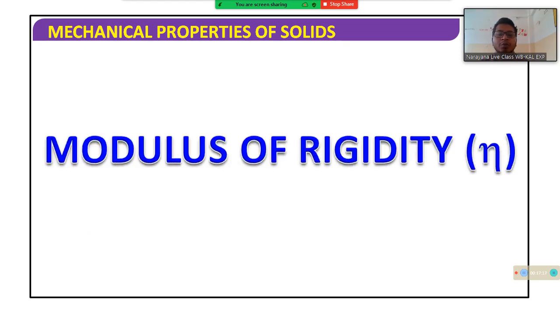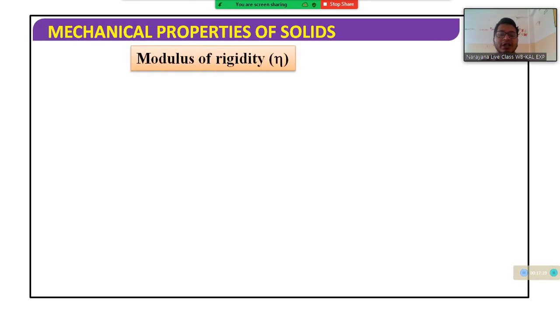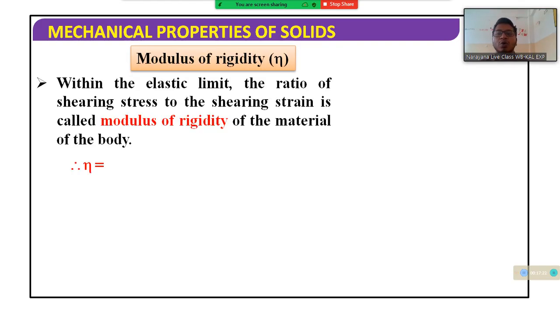Next, modulus of rigidity, it is defined as n, eta. Within elastic limit, the ratio of shearing stress to the shearing strain is called the modulus of rigidity. The modulus of rigidity deals with the surface area. This is defined as eta. Eta equals shearing stress by shearing strain.